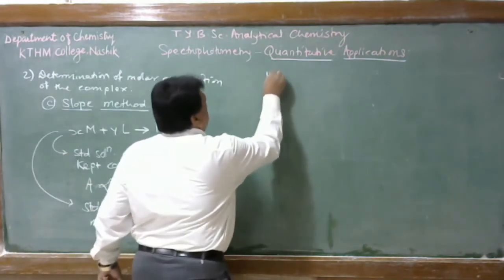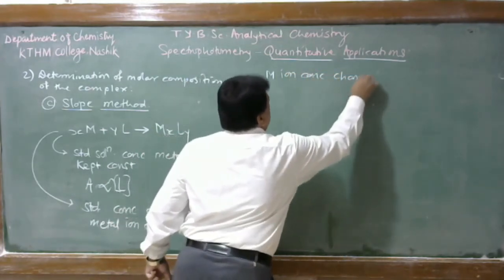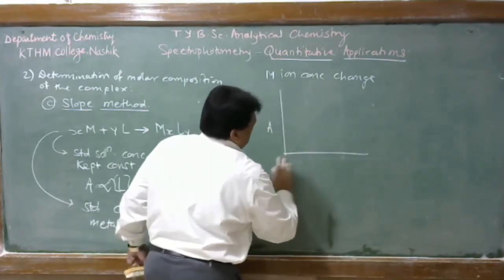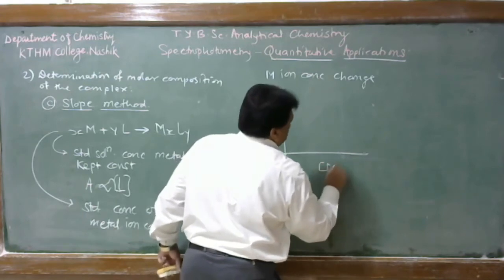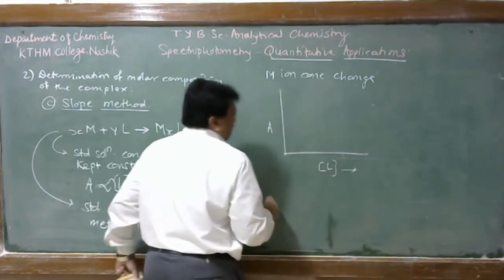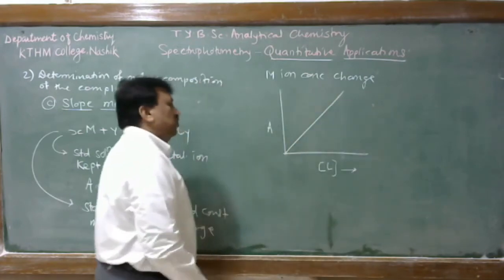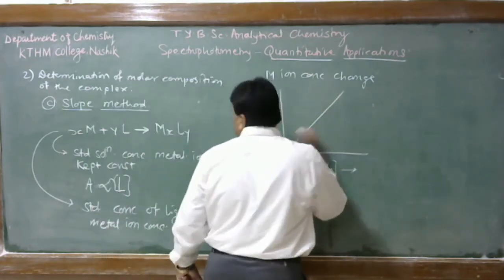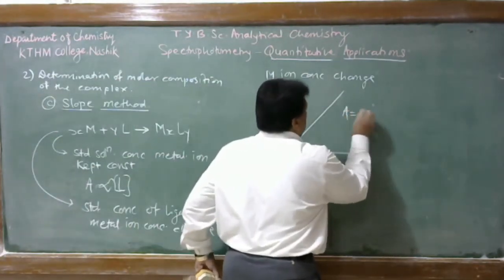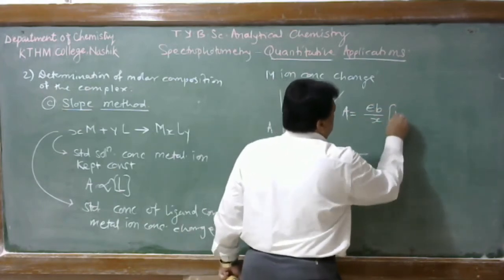If the metal ion concentration changes, then we have a graph like this. Here absorbance is a function of the varied concentration, while the other is fixed. Then we have a graph in this fashion, that is a straight line passing through the origin. This is again a calibration curve, because here the total absorbance is determined by A equals, when metal ion concentration is fixed, A equals epsilon b upon x into concentration of metal ion.